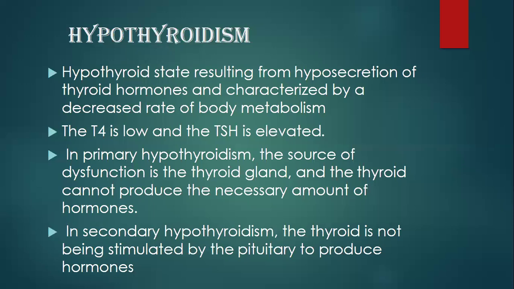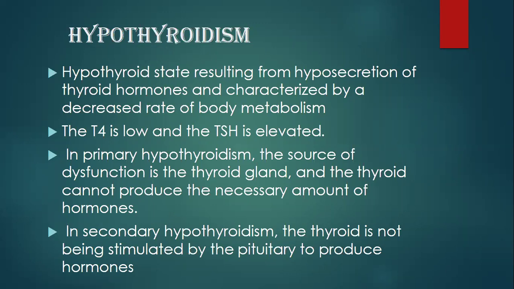So when you have a low level of T3 and T4 in your body, what will it result in? Hypothyroidism. And I told you earlier that T3 and T4 help to regulate the body metabolism. It regulates the rate of body metabolism. So immediately there is underproduction of T3 and T4, definitely you should know that the body metabolism will be disrupted. I told you it plays a role in breathing, in digestion, and lots more. So anytime these hormones are underproduced, definitely you know that all these functions will be affected. So the hypothyroidism state results from hyposecretion of thyroid hormones and is characterized by a decreased rate of body metabolism.